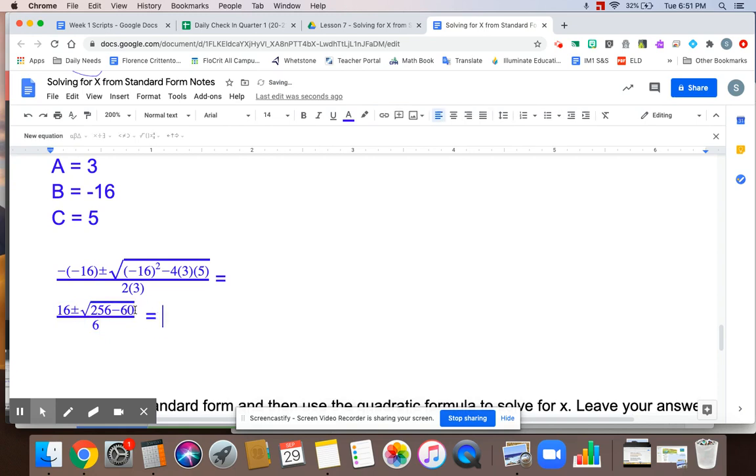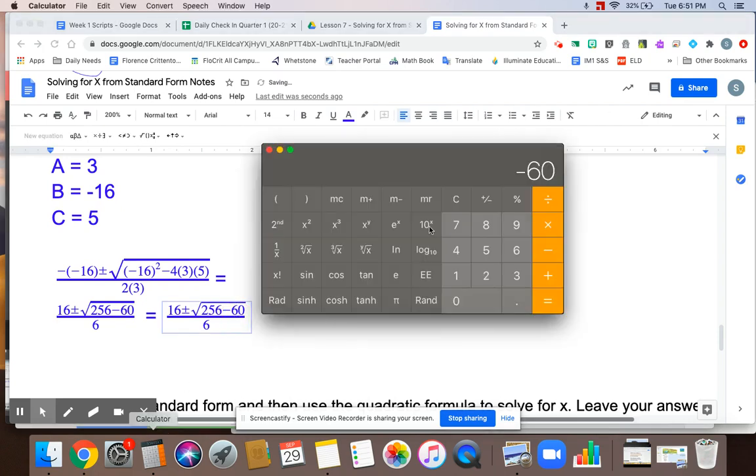I'm not quite done simplifying though, because under the square root, I can do 256 minus the 60, and I end up with 196.